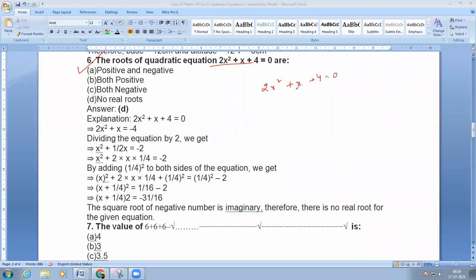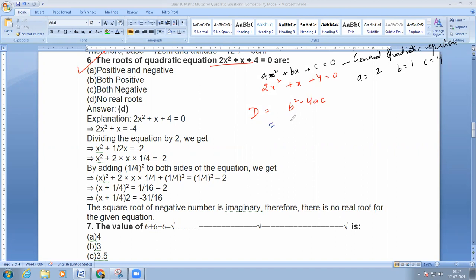So we can apply directly. First of all, we check whether the roots exist or not. So we find the discriminant, that is b square minus 4ac. Now what is b square minus 4ac? We have to compare this equation with ax square plus bx plus c is equal to 0, that is the general quadratic equation. When we compare, we get a value as 2, b value is 1, and c value is 4. Now substituting these values, we will find whether the roots exist or not.